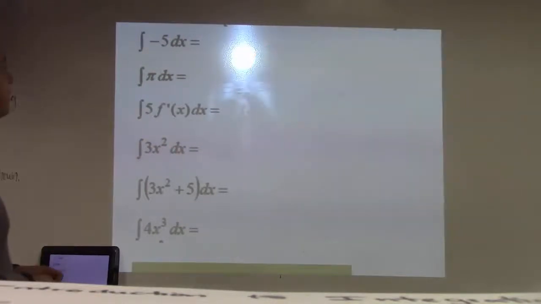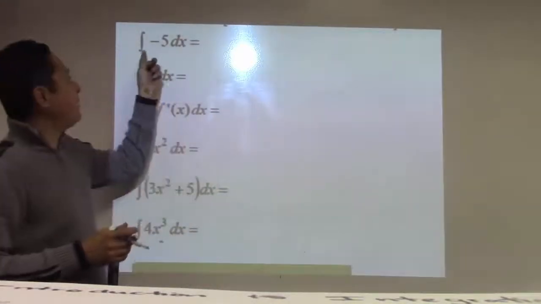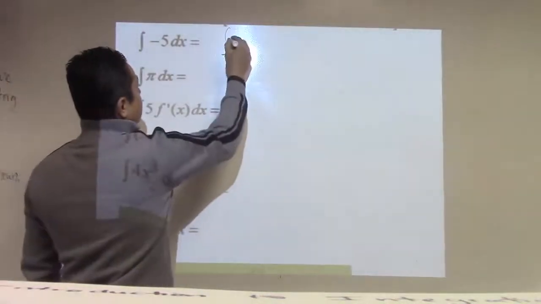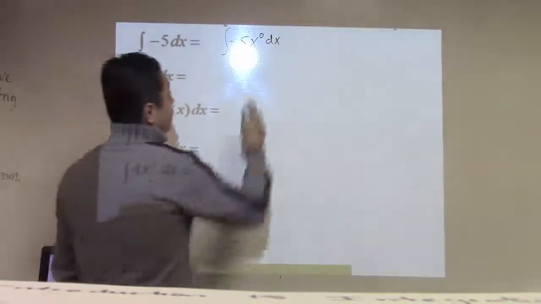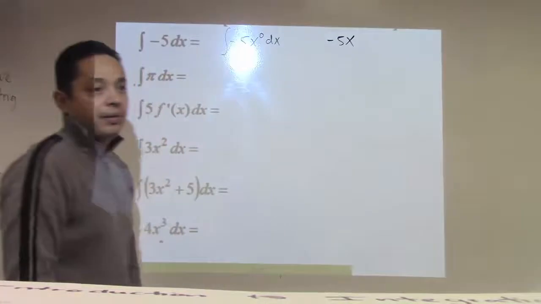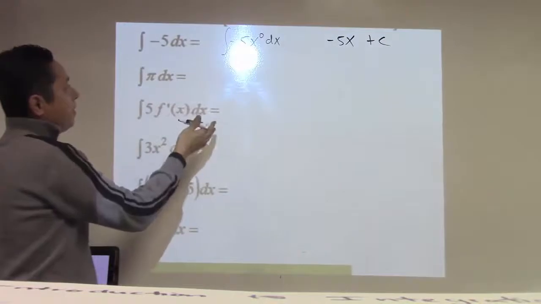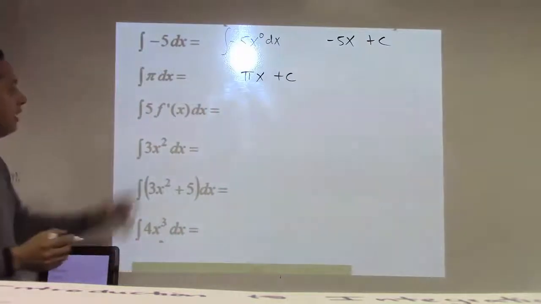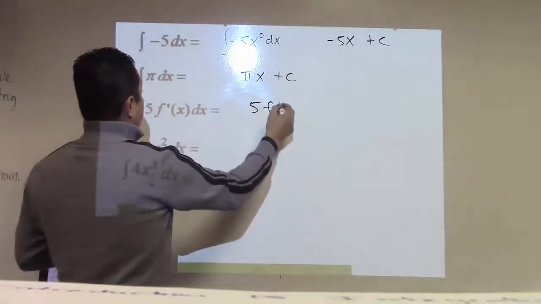All right, let's write the answers for this. Antiderivative of, people say, do I just attach an x to it and be done with it? Yeah, that's a short way of doing that. But you can also write it as negative 5x to the 0, so you can actually see that you're bumping up. Bump up with 0 is a 1, so it's negative 5x. And then divide by the 1, so negative 5 divided by 1 is just negative 5, plus c. Pi is a number, so the antiderivative is just pi x plus c. Little f prime, so you remove the prime when you're doing the antiderivative, so this is just 5 f of x plus c.